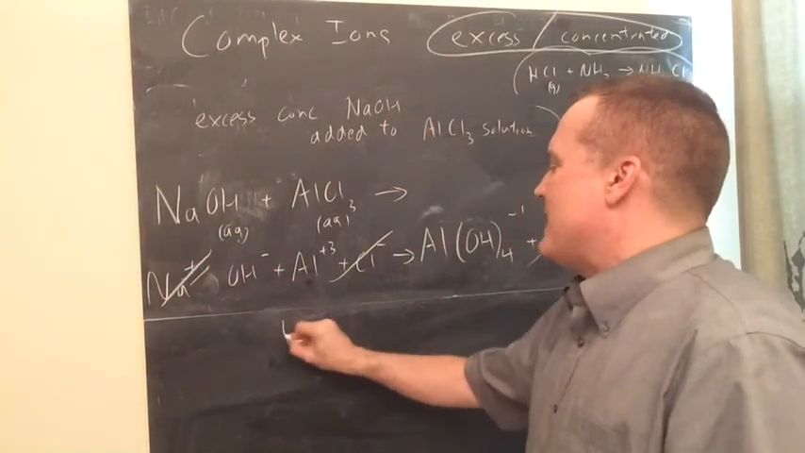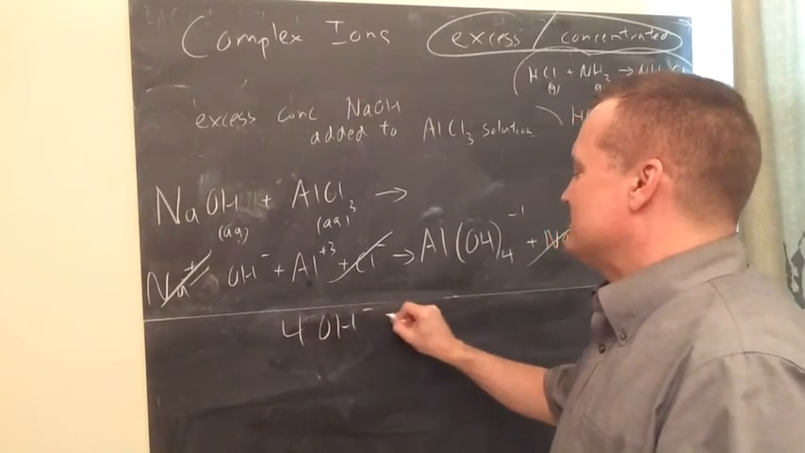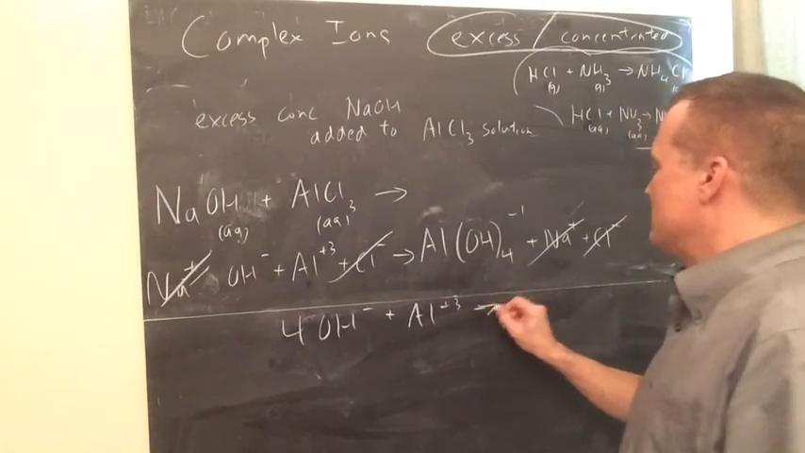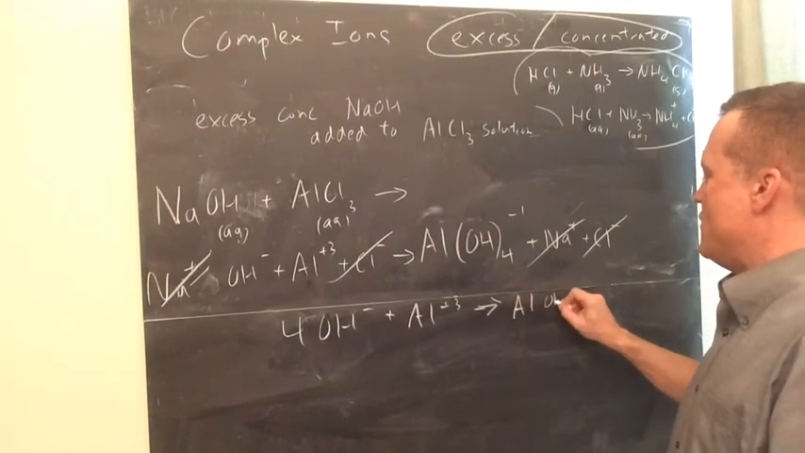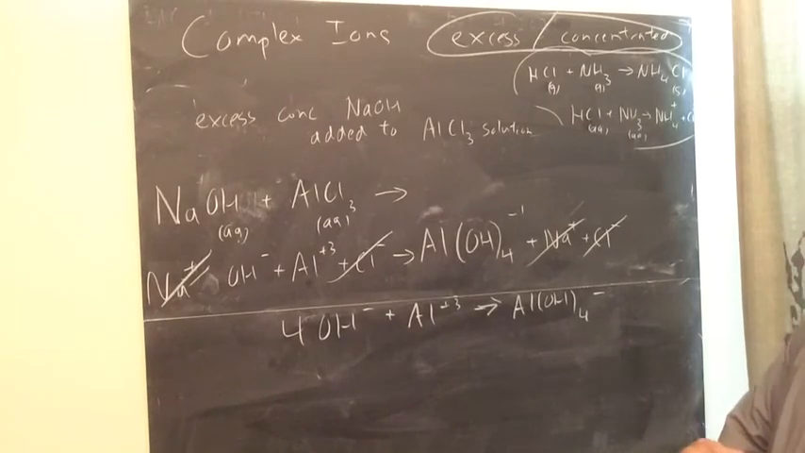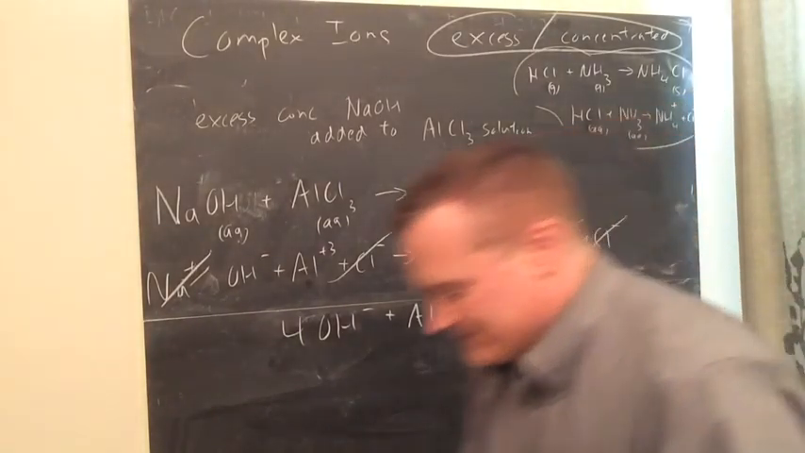So if you want to write the balanced one for this one, it's less writing than some of these are. Gives you Al(OH)4 negative.